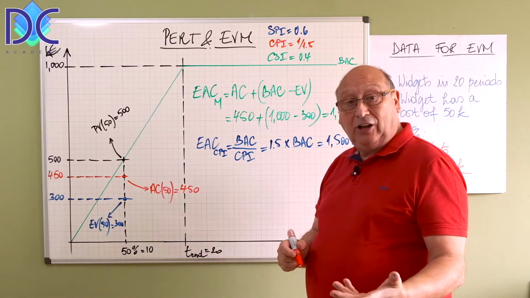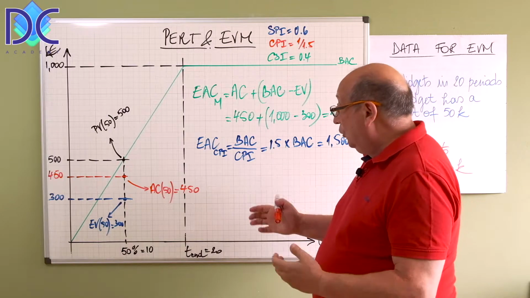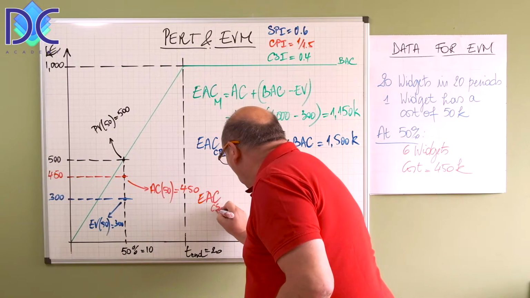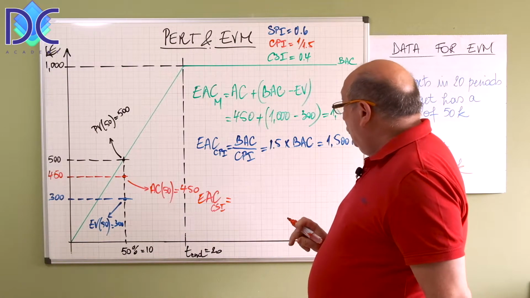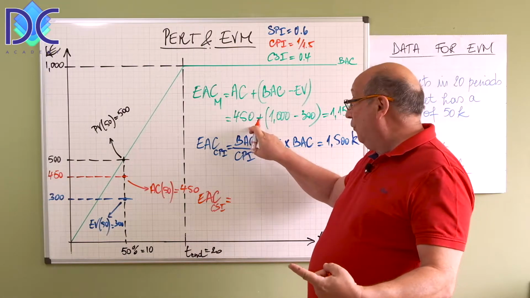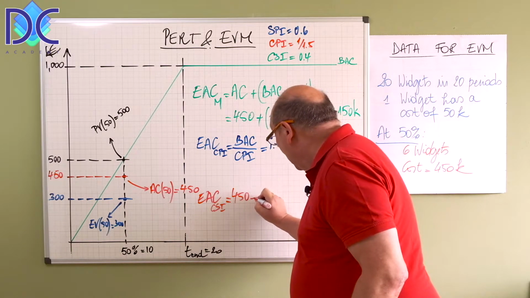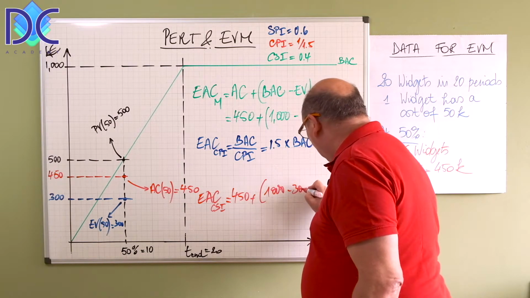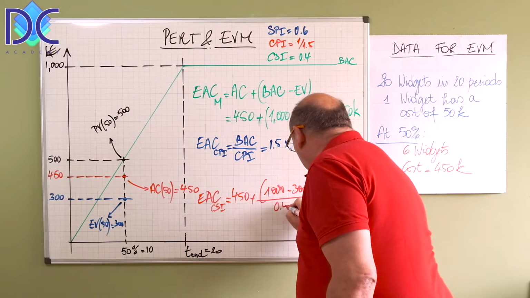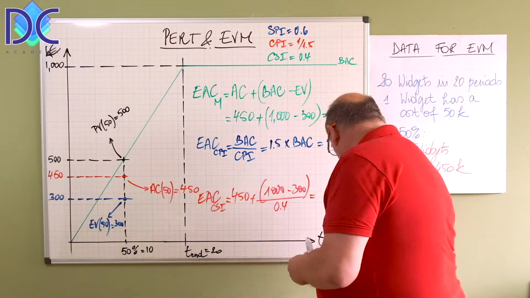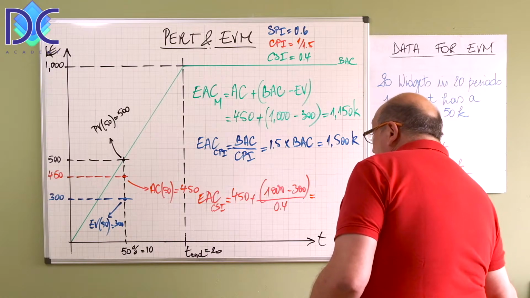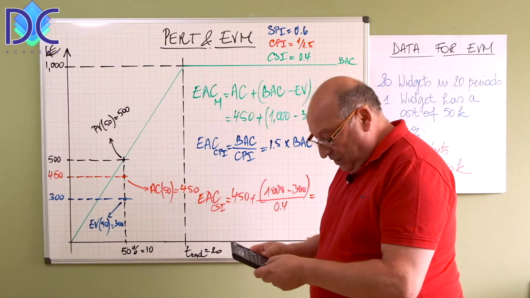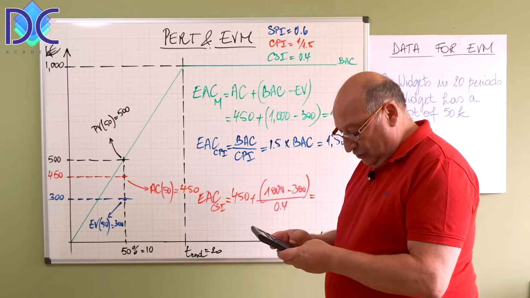So this is in fact the calculations that we have for the optimistic and the probable. The last parameter to calculate is in fact the pessimistic approach. And for the pessimistic approach, we use the CSI. So for the CSI, we have to go back to this formula. So we have 450 plus 1 million minus 300 divided by 0.4. And when we calculate this, we find that we have here 700 divided by 0.4.